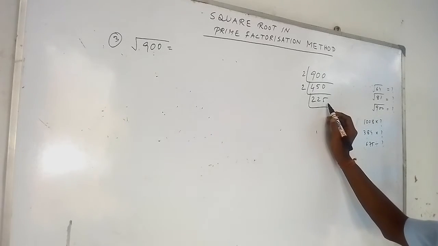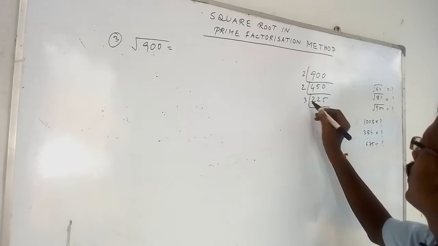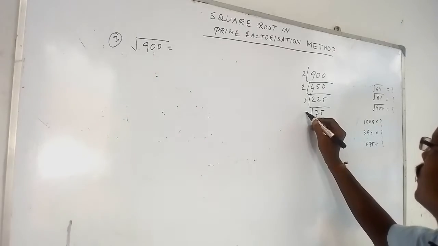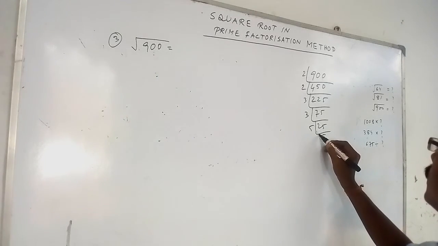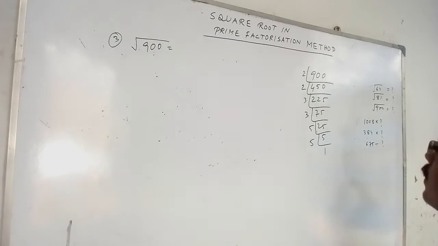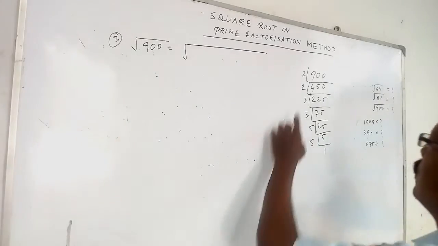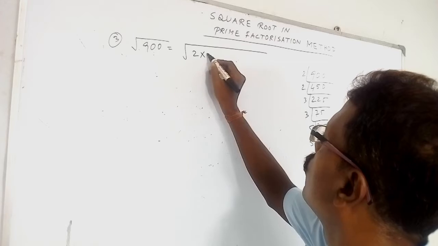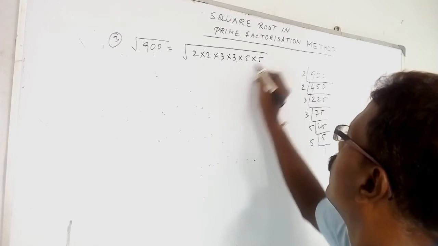2 plus 2 is 4, 4 plus 5 is 9. 9 is divisible by 3. Therefore 225 is also divisible by 3. 3 sevens are 21 and 5, 75. 3 again, 25. Now it is divisible by 5, and at last by 5, and the end is 1. This is the end point. So root over 900 can be written as 2 double, 3 double, 5 double. Therefore 2 into 2, 3 into 3 and 5 into 5.